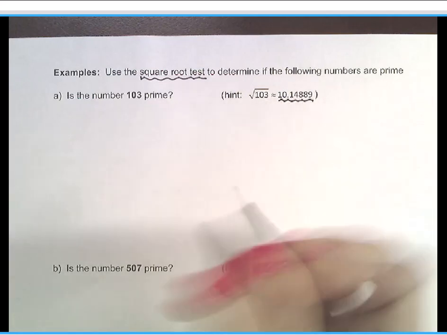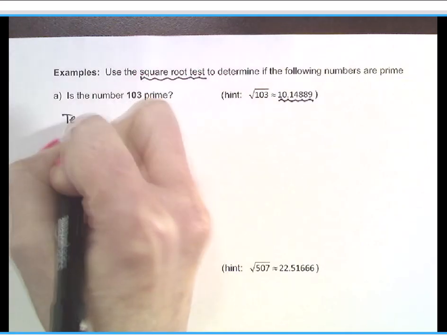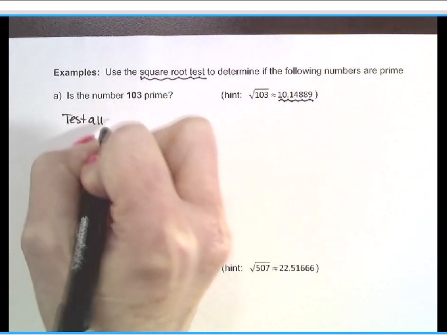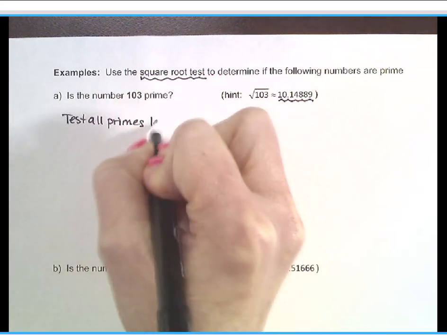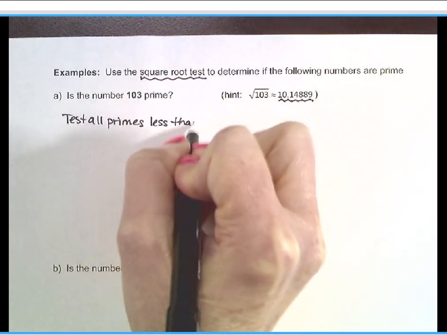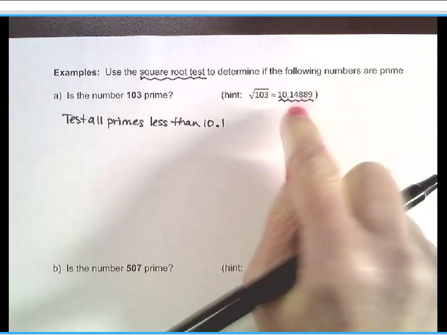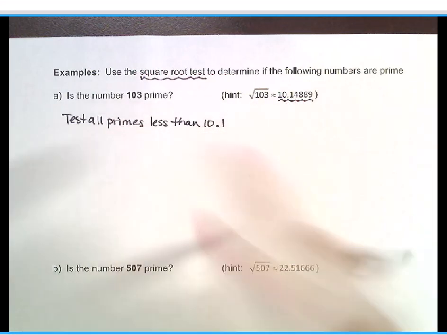So what we have to do is test all primes less than 10.1. I'm just going to go one decimal place because all the prime numbers are whole.